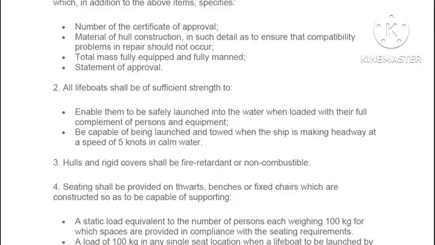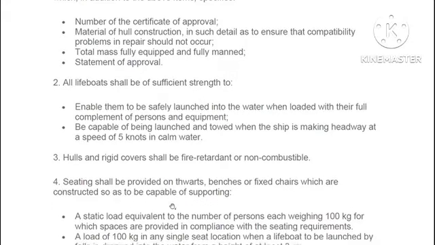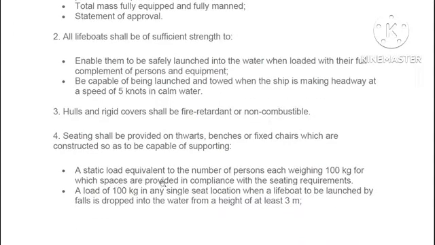So it is obvious that the hull and the body have to be fire retardant and non-combustible. Seating shall be provided on thwart benches or fixed chairs which are constructed so as to be capable of supporting a static load equivalent to the number of persons each weighing 100 kg for which spaces are provided in compliance with the seating requirement. So each seat is designed for a person of weight 100 kg. In fact everyone will not be 100 kg, so there are minimizations.